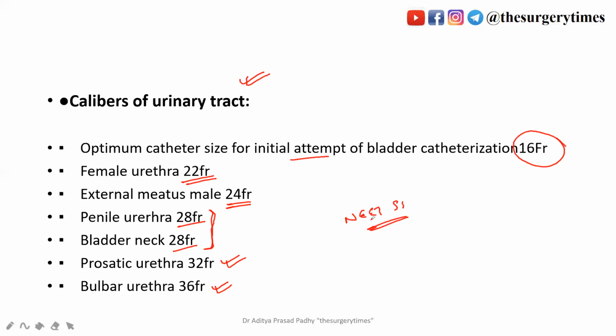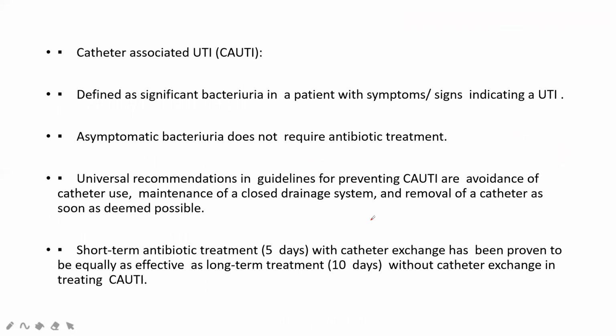Next is catheter associated urinary tract infection, that is CAUTI. It is defined as significant bacteriuria in a patient with symptoms or signs indicating UTI. Either symptoms or signs of UTI should be there, like fever, burning micturition, itching, all these things. Asymptomatic bacteriuria does not require antibiotic treatment.